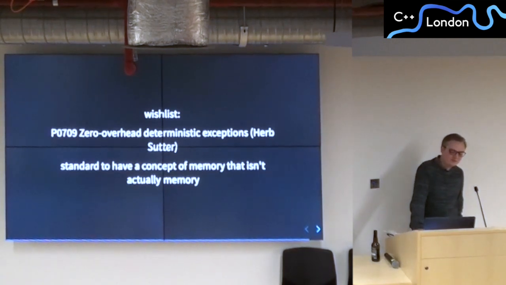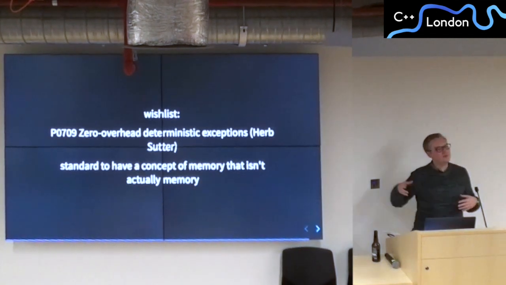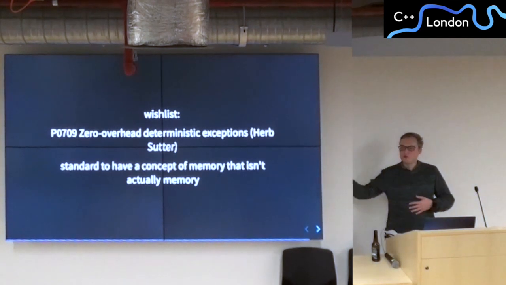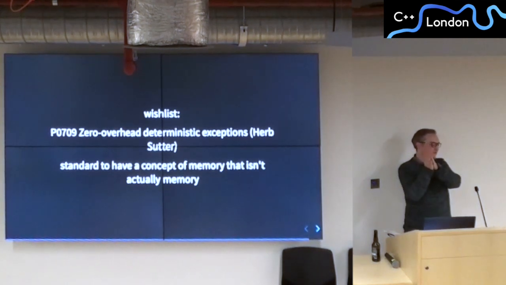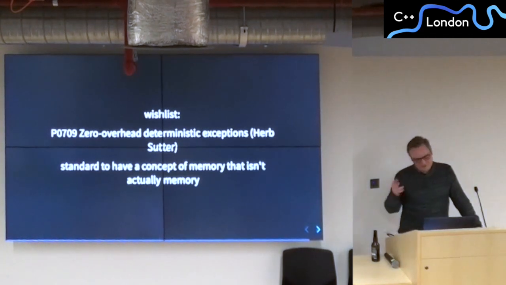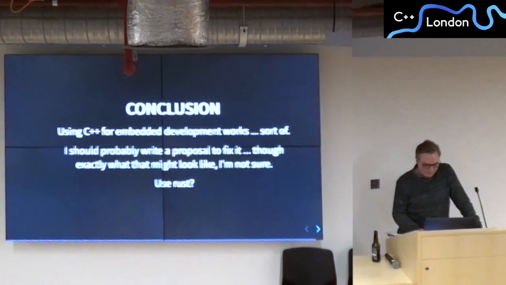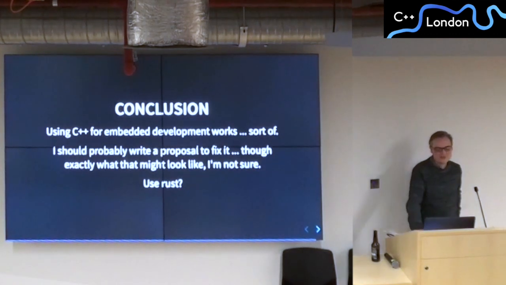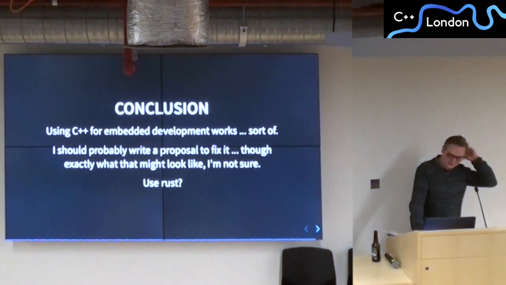One is Herb Sutter's exceptions, because I really like that, and that means I don't have to switch off exceptions anymore. That would be really, really handy. What it basically means is that rather than throw and try and catch, you would presumably reply to all your function calls down the stack with your error. Something along those lines. But it's worth looking up because it's very, very clever, and it's Herb. And it would be cool for the standard to have some sort of concept of the memory that isn't actually memory. So in conclusion, using C++ works.